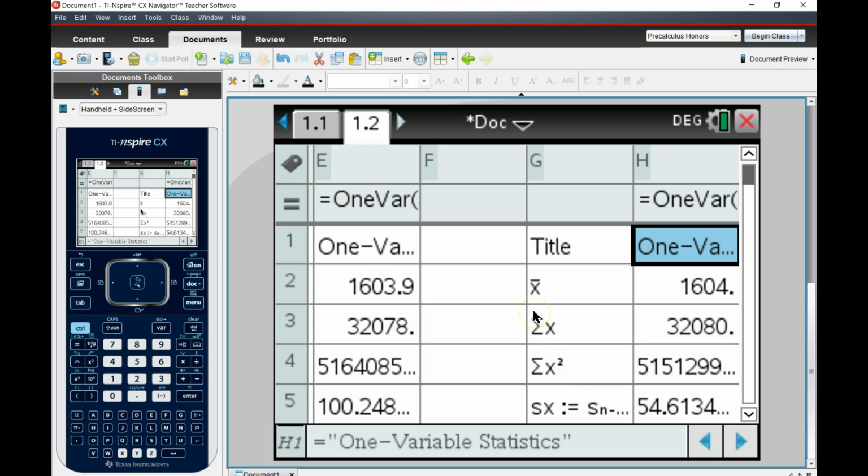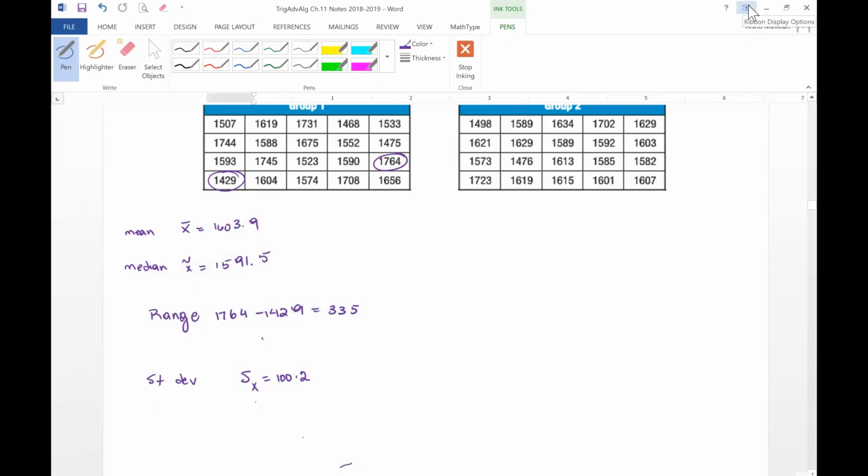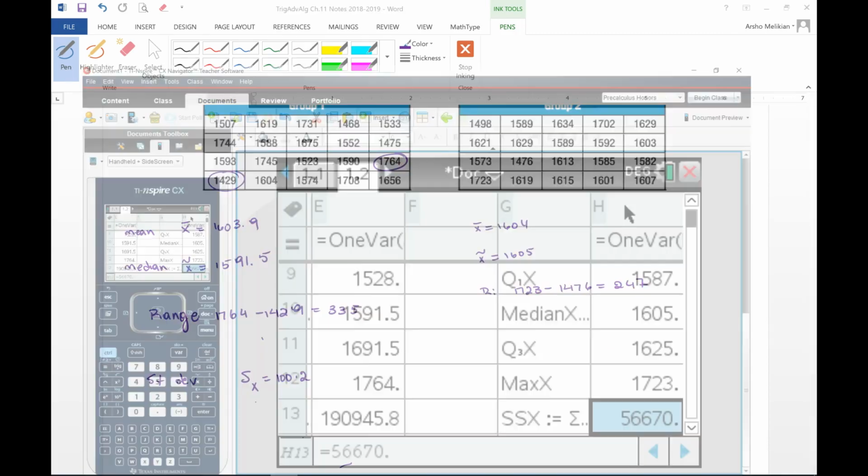Now the mean is 1604, and what's the median? 1605. Let's write those down: mean, median. What's the range? That's 247. And what is our standard deviation?